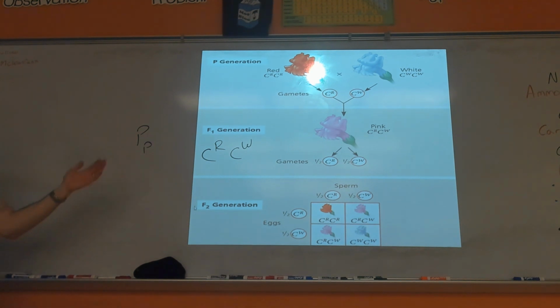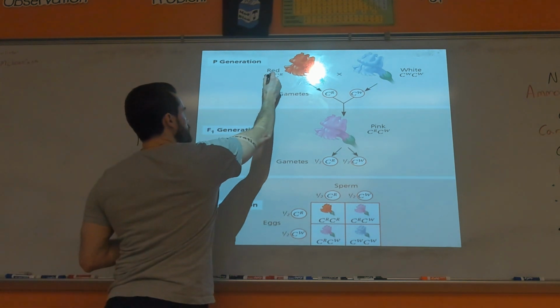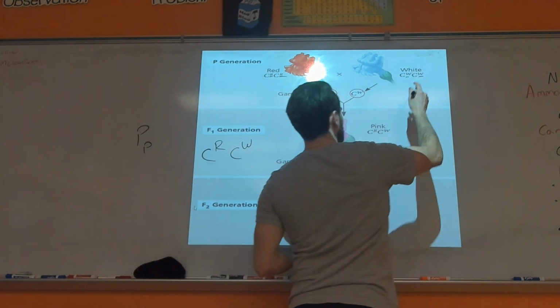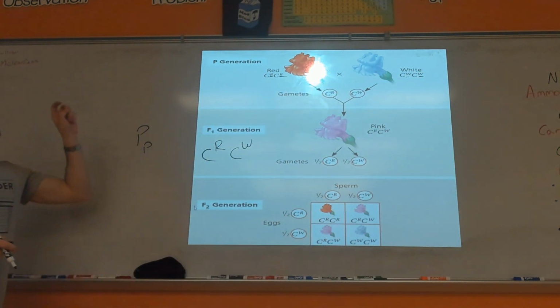And then if you cross the F1 generation, this pink flower, with itself, you get the reappearance of the individual red and white flowers again. So in incomplete dominance, the only way you're red is if you have two red alleles, and the only way you're white is if you have two white alleles. You have to be homozygous for those traits. You can't be heterozygous and still show the dominant trait. There is no dominant trait, essentially.